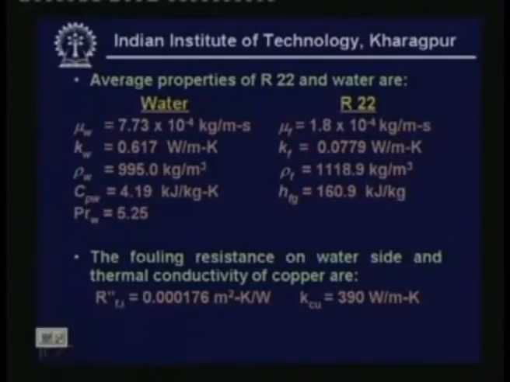This is at the condensing temperature, and it is also given in the problem that the fouling resistance on water side is 0.000176 meter square Kelvin per watt, and the thermal conductivity of copper is given as 390 watt per meter Kelvin. So, this is how the problem is stated. So, now we have to find out the required length of each tube.